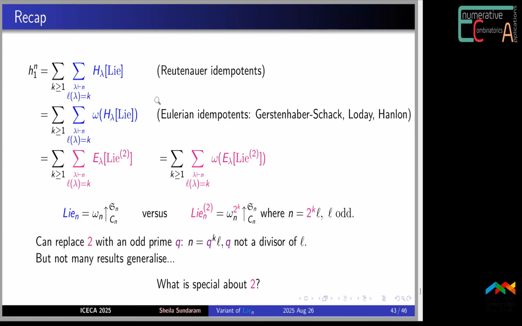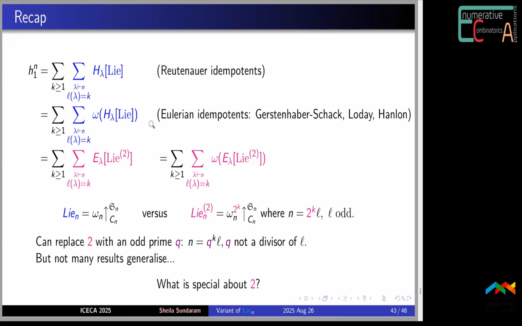So just to recap, going back to what I said in the beginning about all these different decompositions of the regular representation of Sn, if you decompose into a sum of higher Lie modules, so this is Thrall's original decomposition, these correspond to the Reutenauer idempotents. You can conjugate these, so that seems to be a priori a trivial sort of thing to do, but it's actually not.